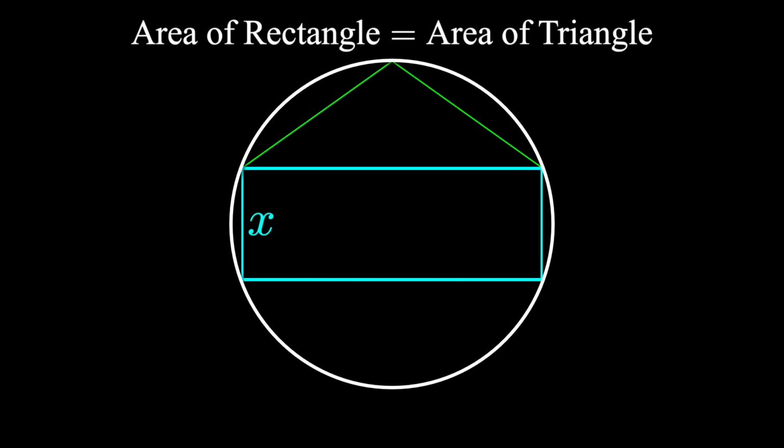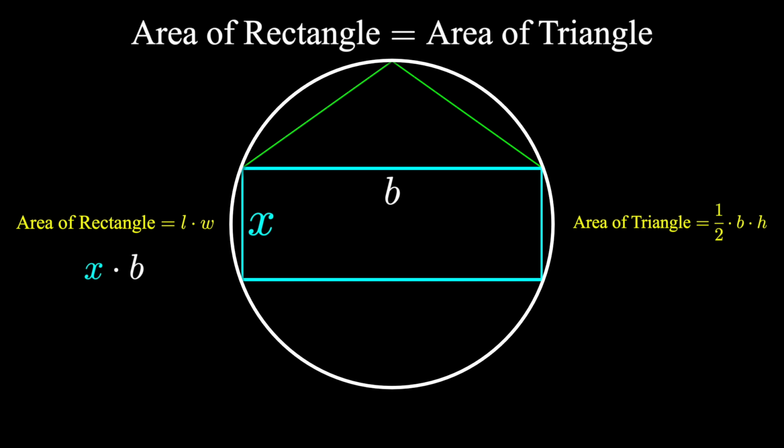Doing some labeling might help. Let's call the side of the rectangle shared with the triangle b for base. We know the area of the rectangle is length times width, in this case x times b. The area of the triangle is 1/2 base times height, in this case 1/2 b times h, if we label the height of this triangle h.